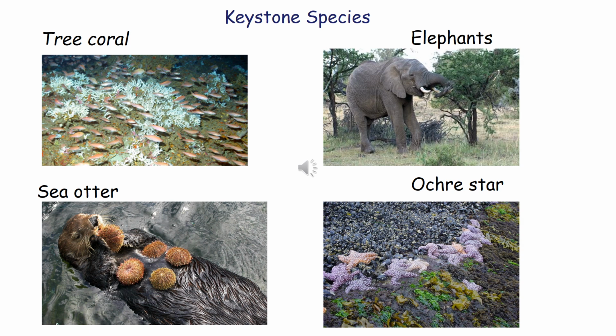Lastly, ochre stars keep populations of mussels and barnacles in check, and that ensures healthy populations of the seaweeds and the communities that feed on them: sea urchins, sea snails, limpets, and bivalves. This ochre star and other sea stars like it were the first animals to be identified as keystone species.